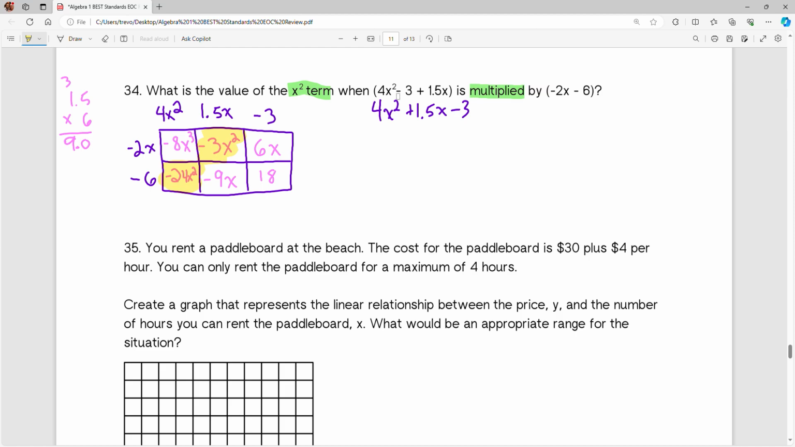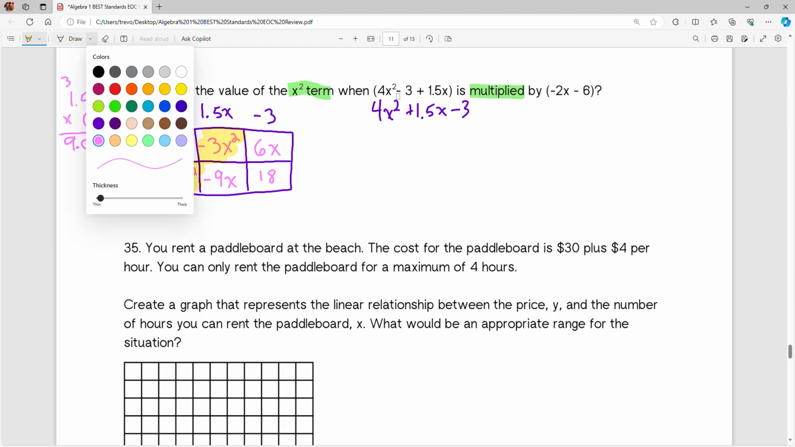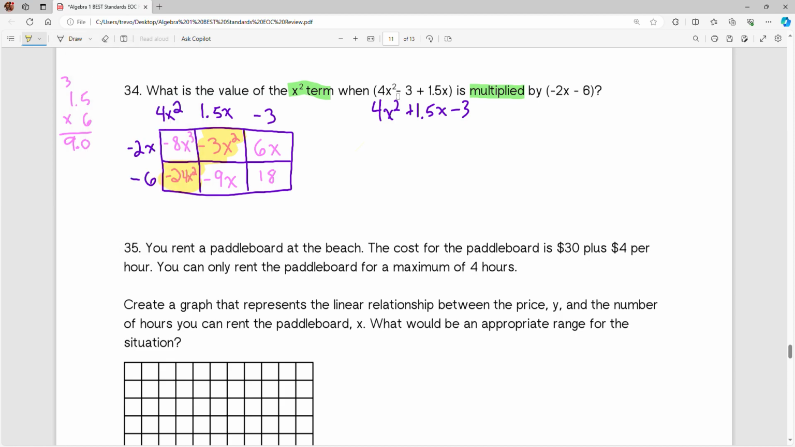So our x squared terms, we're only looking at negative 3 and negative 24. So the signs are the same, so you would add them. Negative 3 plus negative 24 is going to be negative 27 is what would be with your x squared.